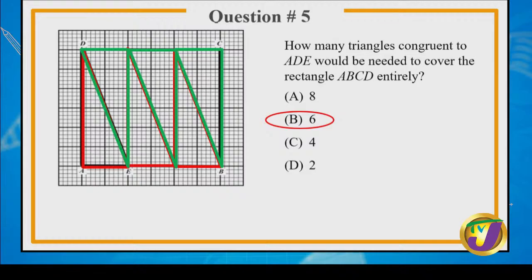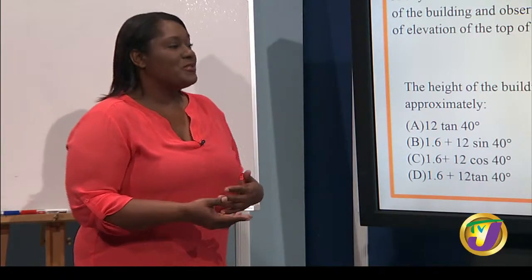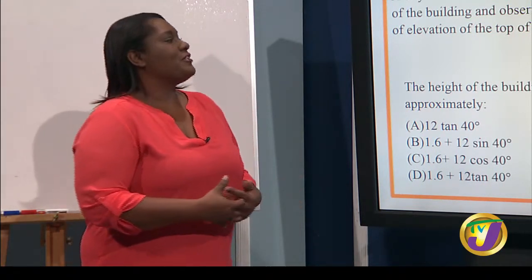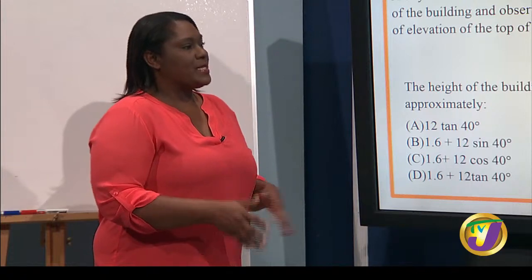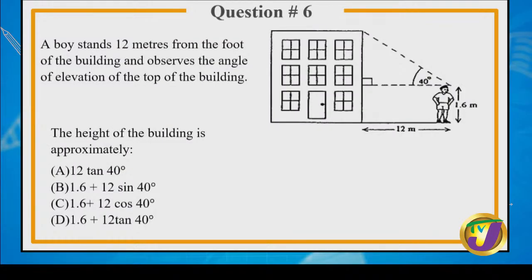Question six. This question is one of those questions that will take you a little bit more than a minute and a half, because you have to read, interpret, and then come up with a plan. A boy stands 12 meters from the foot of a building and observes the angle of elevation of the top of the building. The height of the building is approximately.